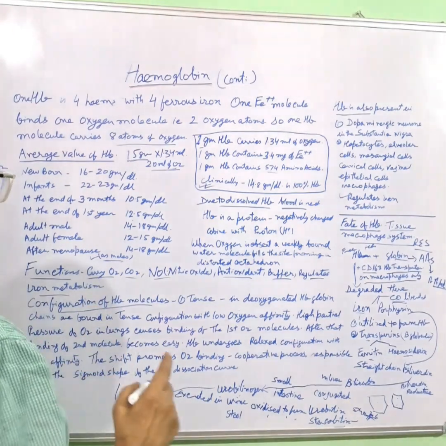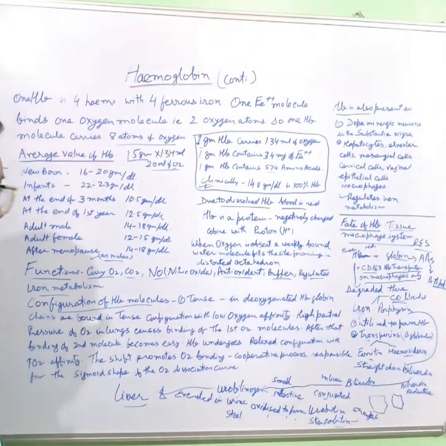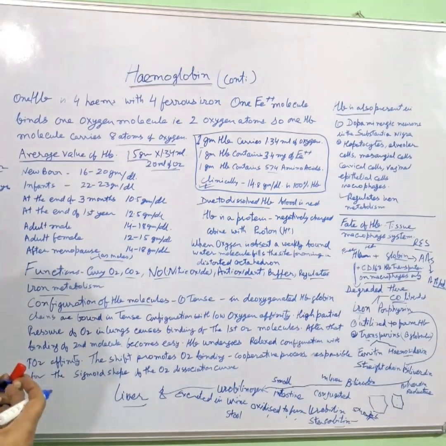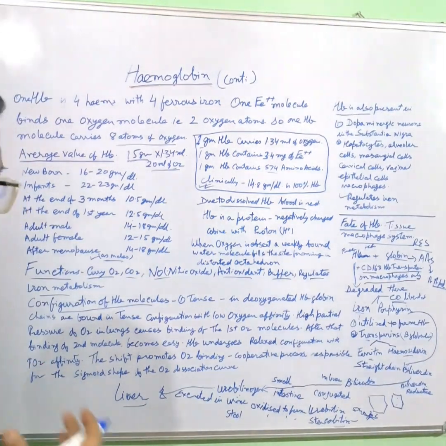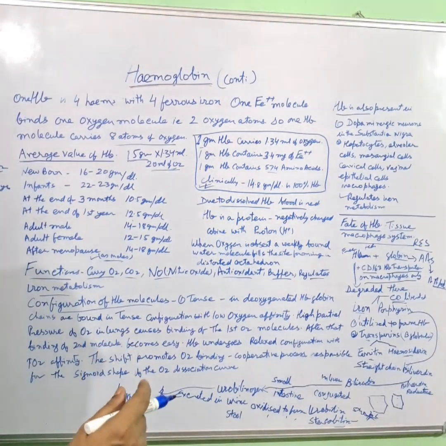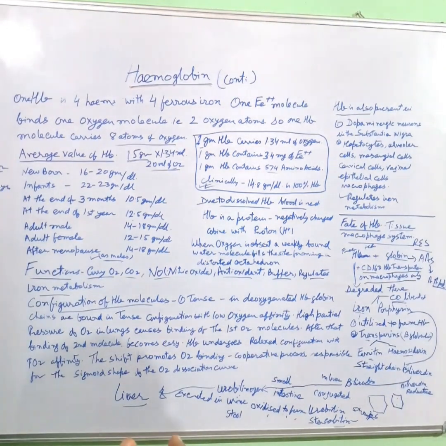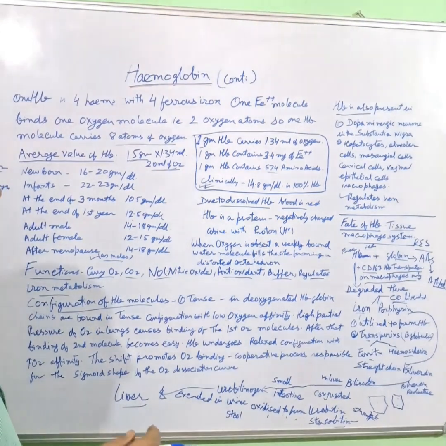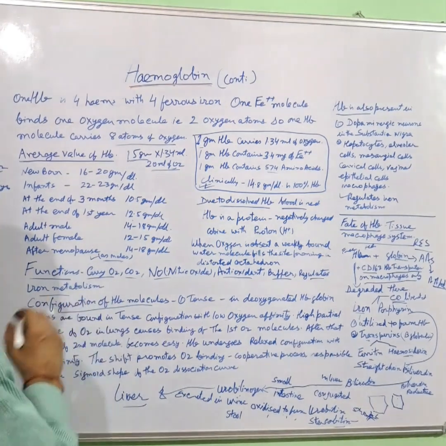Functions: what are the functions of this hemoglobin? Carry oxygen from lung to tissues, carry carbon dioxide from tissues to lungs, nitric oxide from lungs to tissues, antioxidant. It functions as an antioxidant buffer and regulates iron metabolism.